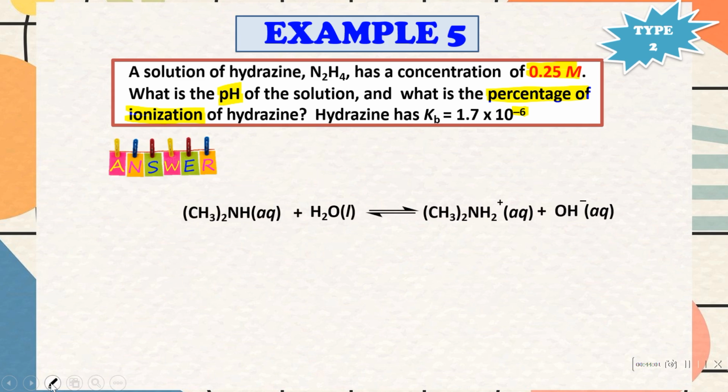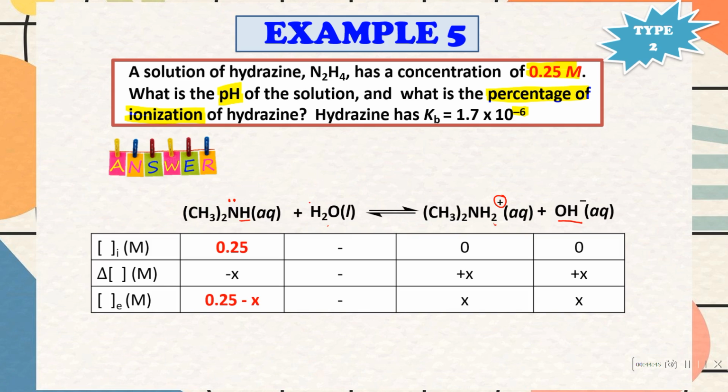So the first step, what should we do? You have to write the base dissociation equation. How do you get this equation? We know that nitrogen has a lone pair, and nitrogen can accept a proton from H2O. So the number of hydrogens attached to the nitrogen becomes greater, and it becomes like this with a positive charge, since H2O donates a proton to nitrogen. So it will become OH- ion.